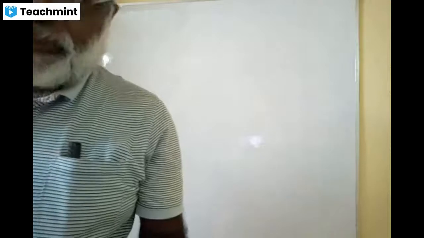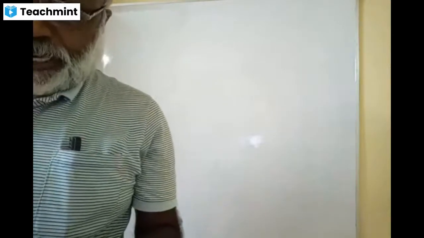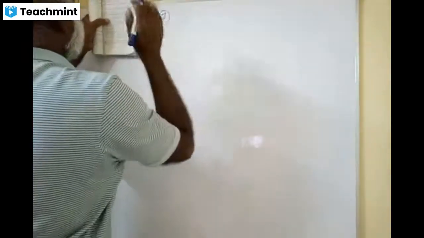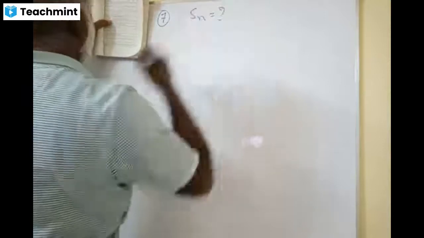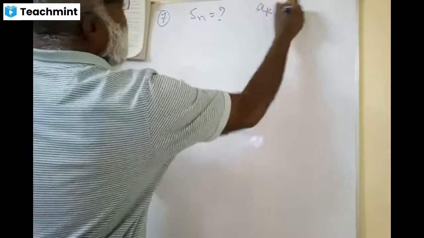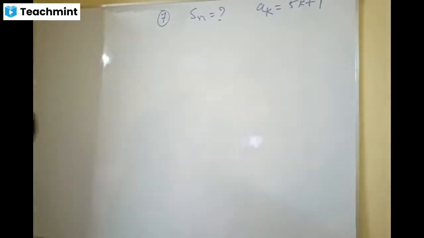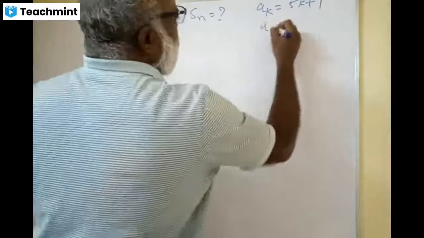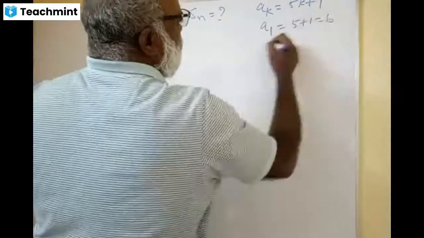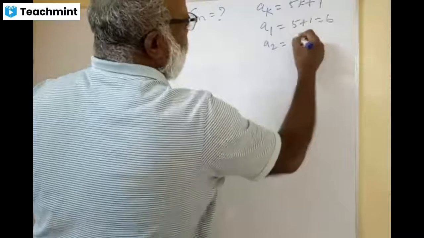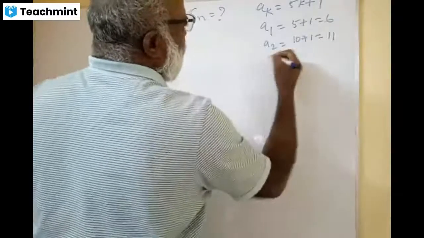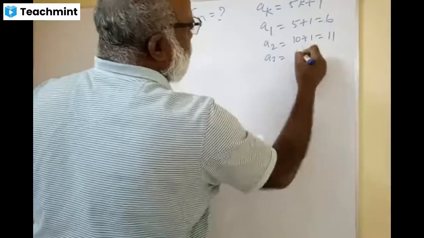So friends, we have done 6th one, 7th one is there. Find the sum to n terms of AP whose kth term is 5k plus 1. 7th question, very interesting, nice question, very simple one. Find the sum to n terms whose kth term ak equals 5k plus 1. So nth term is given now. Instead of calling nth term, they are calling kth term. So put k equal to 1, you get 5 plus 1, 6. Put k equal to 2, you get 10 plus 1, 11. Put k equal to 3, 15 plus 1 is 16.